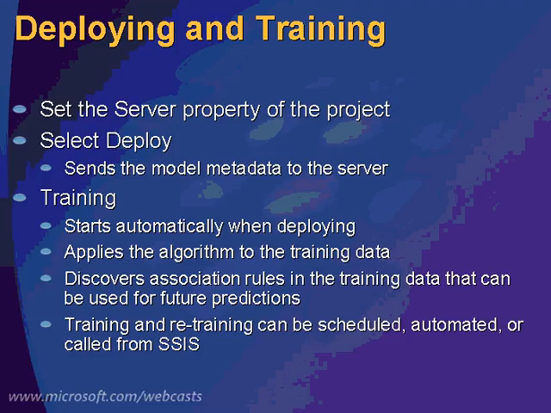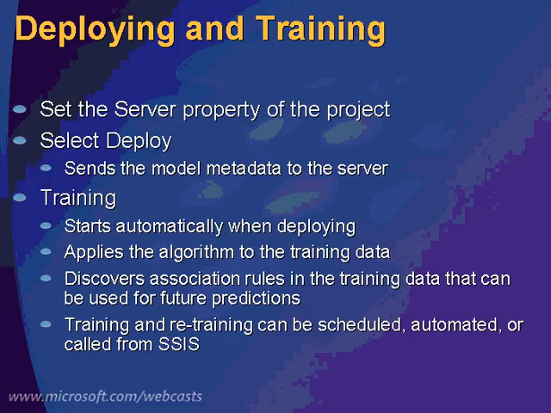We need to set the server properties so we know what server we're sending the model to. And when we select to deploy the model, the metadata of those objects that we've built, the association rules model, the data source view, and the data source will be sent to the server. And immediately we send those to the server is going to start to train the mining model.